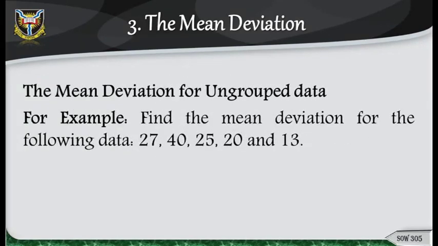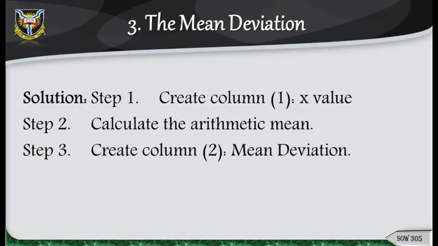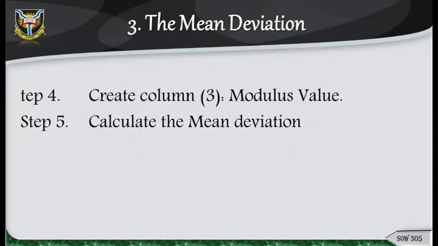A. The mean deviation for ungrouped data. For example, find the mean deviation for the following data: 27, 40, 25, 20, and 13. Solution. Step 1. Create column 1, the X value. Step 2. Calculate the arithmetic mean. Step 3. Create column 2, the deviation from the mean. Step 4. Create column 3, the modulus value. Step 5. Calculate the mean deviation.